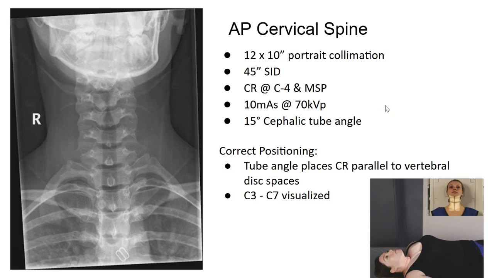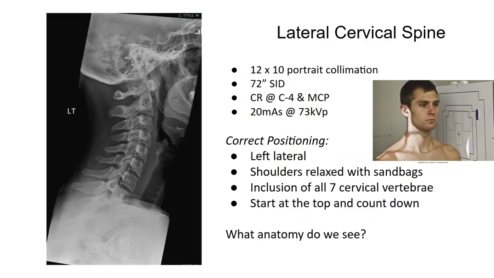Average patient is about 10 mAs at 70 kVp. If I didn't mention this earlier, you are trying to position the cervical spine over the center cell. So this technique may vary depending on your patient's body habitus. Now, we do need to add a 15-degree cephalic tube angle. And actually, I'd like to go back to our lateral to discuss why we need that tube angle.